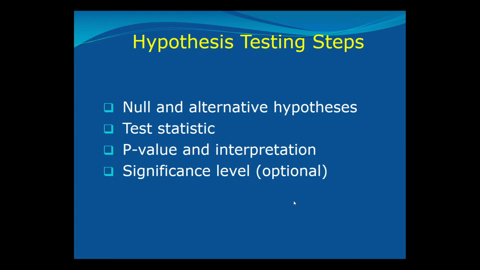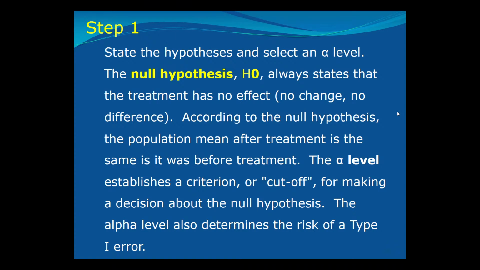On this slide, you see 4 hypothesis testing steps. The first step always is to set up the null and alternative hypotheses. Then we need to calculate the test statistic. Then we need to estimate the p-value and interpret it. And optionally, we can estimate the significance level and make our conclusions. Let's talk about each of these steps.